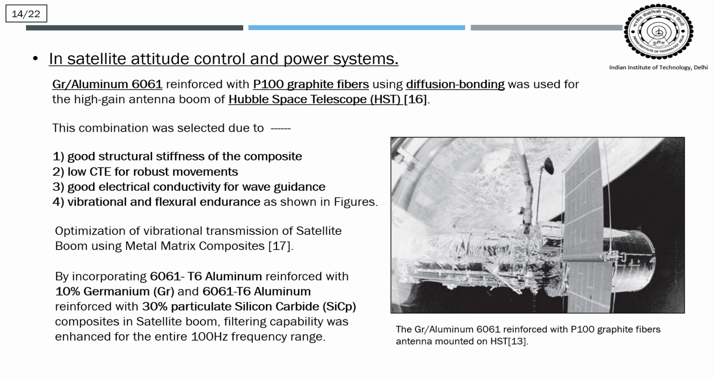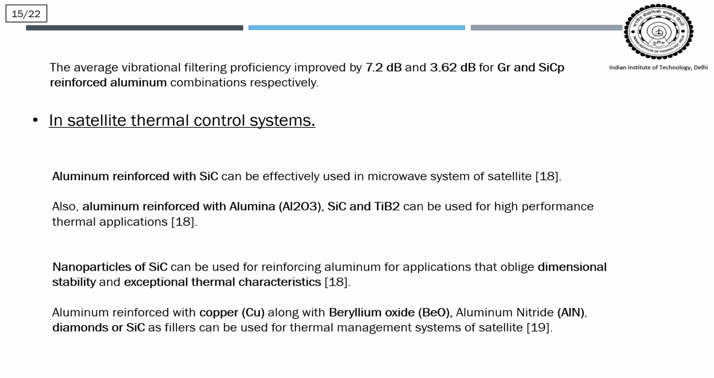A filtering capability was enhanced for the entire 100 Hz frequency range by incorporating 6061 T6 aluminum reinforced with 10% germanium and 6061 T6 aluminum reinforced with 30% particulate silicon carbide. By incorporating aluminum reinforced with germanium, vibrational filtering proficiency improved by 7.2 decibels, and by incorporating particulate silicon carbide, filtering proficiency improved by 3.62 decibels.